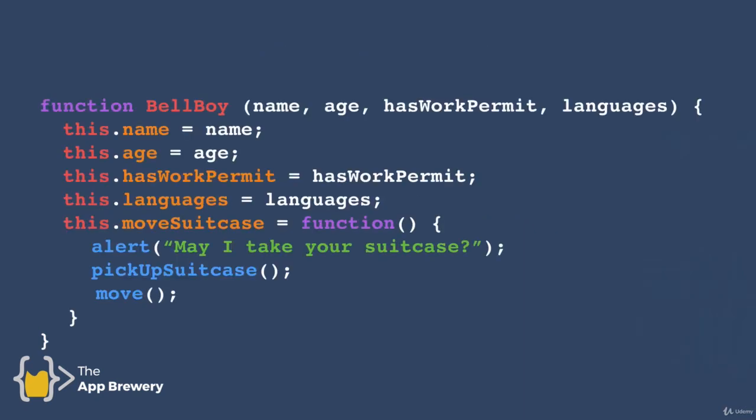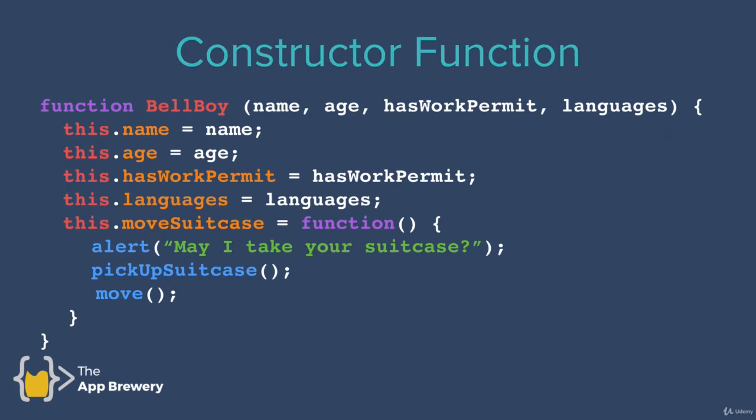Now, if we wanted to incorporate this method into our constructor function, then all we have to write is this.moveSuitcase is equal to a function that does these and these things. And now when we create any object using this constructor function, all of those objects will have that function of moveSuitcase, and they'll all be able to do that.